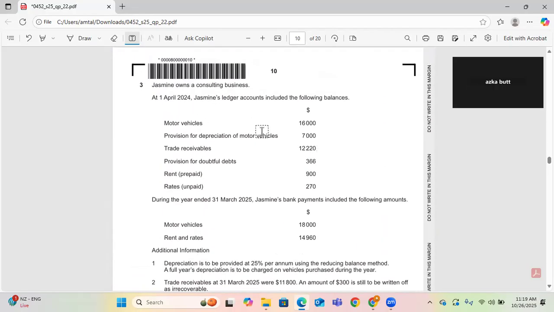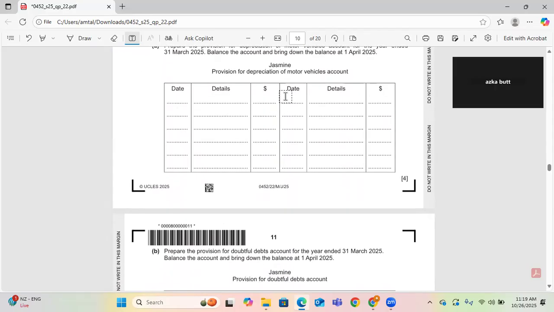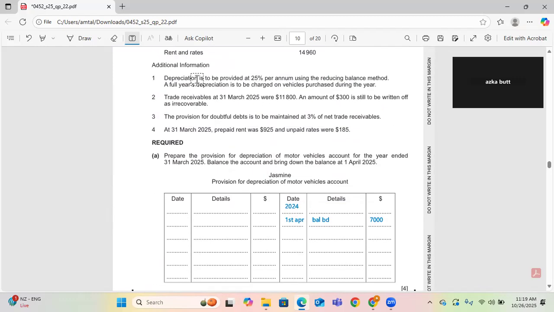So that is 1st April 2024. This is 2024 and 1st April. And balance BD, the opening balance, is equal to 7,000. Then we have to find out the current depreciation.